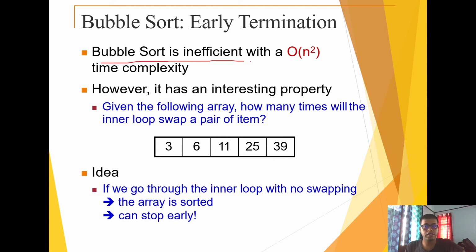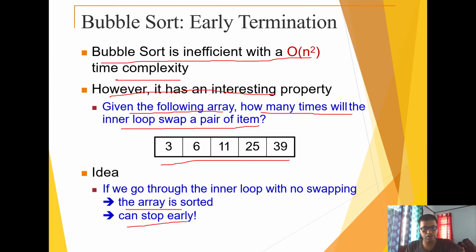Now Bubble sort, with order of n square time complexity, is inefficient. However, it has an interesting property. Given the following array, how many times will the inner loop swap a pair of items? This is already a sorted array, so if we go through the inner loop, there will be no swapping. The array is sorted, so we can stop early.